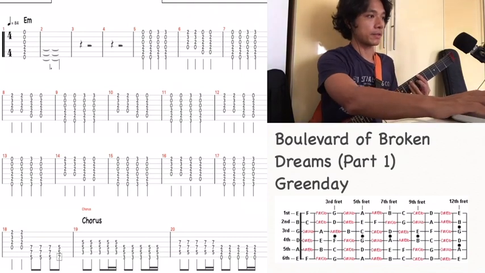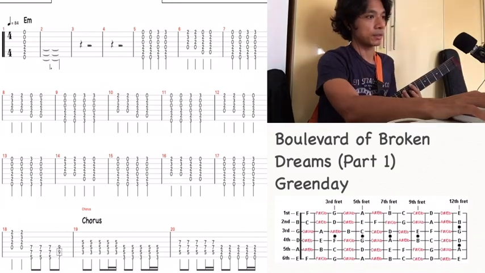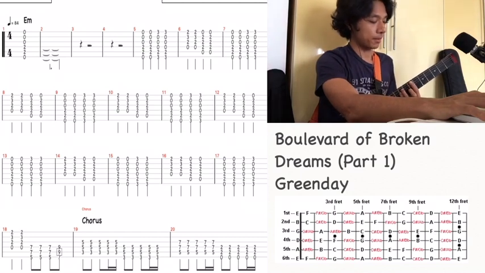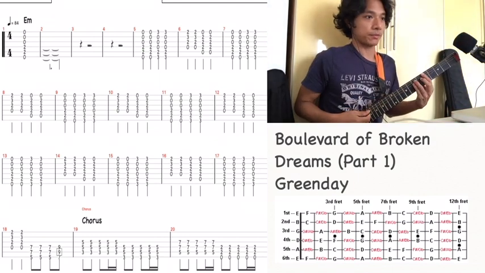And then we go to a 7, 9, 9. So that should be the 7th fret. That's a B note, so that's a B power chord. And so the strum pattern will go something like this.